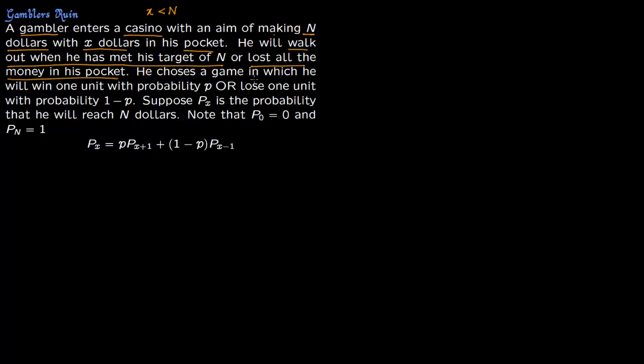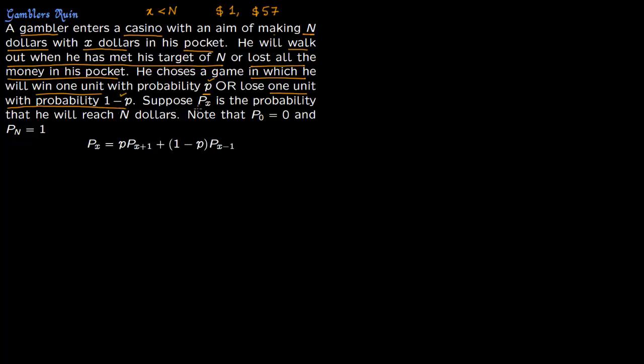Now this person will choose a game in which he will win 1 unit with probability P. So this 1 unit could be just $1 on every game or some fixed amount, say $1.57 on every game. Or this person loses 1 unit with probability 1 minus P. So this P is the probability of success and therefore probability of failure is 1 minus P.